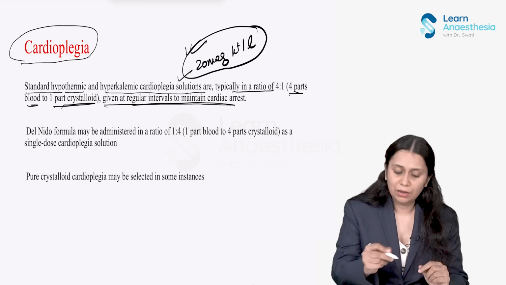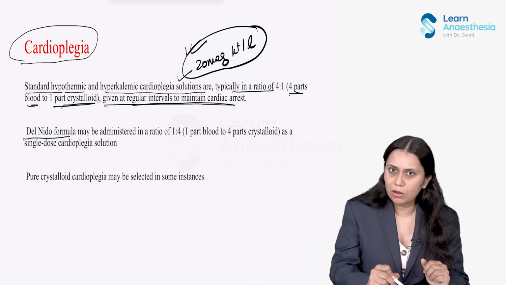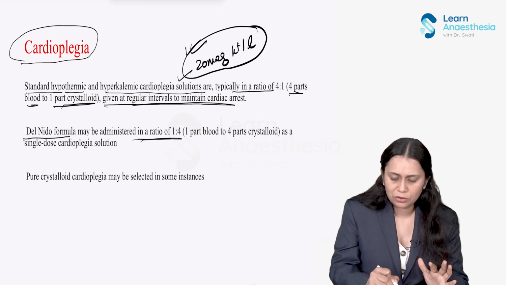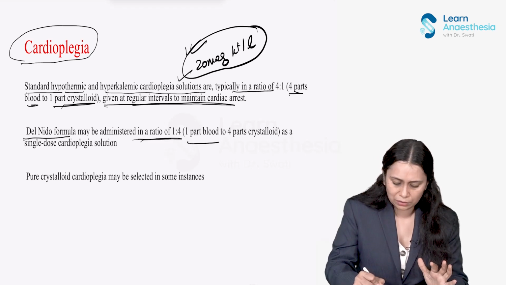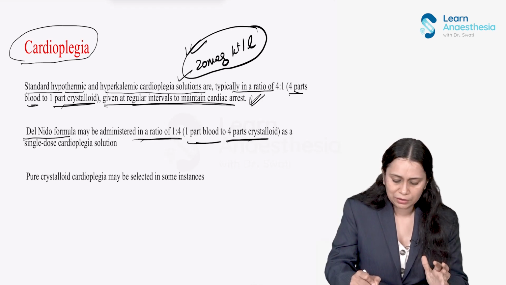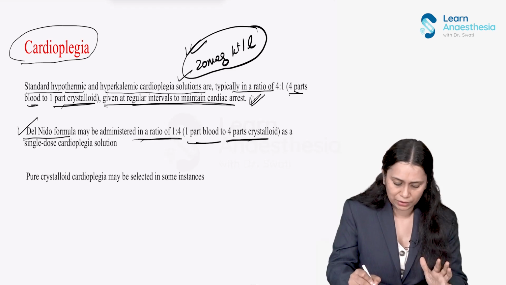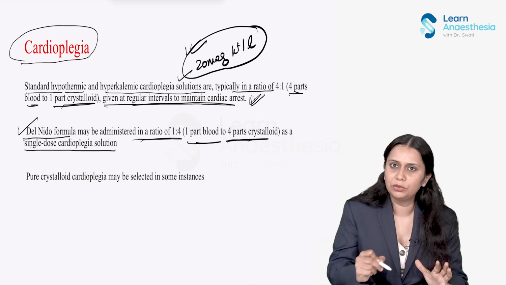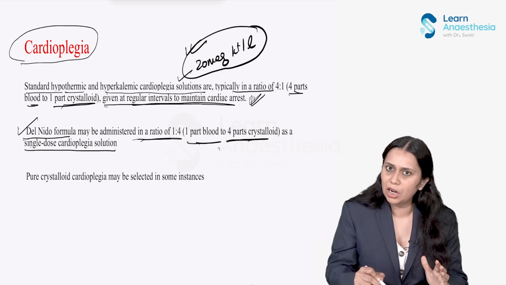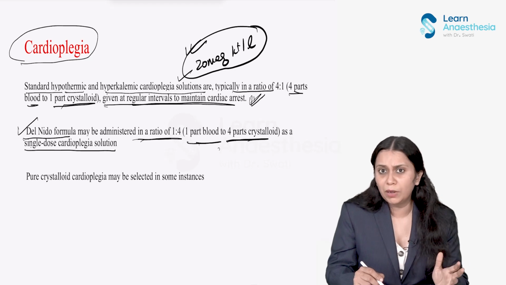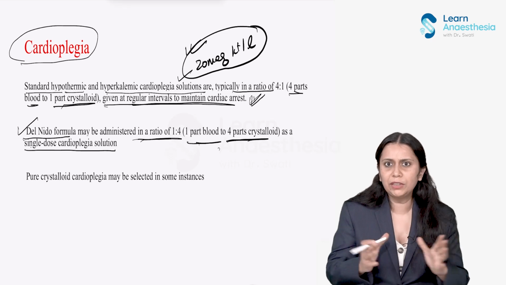Okay. Then we have Del Nido formula also for cardioplegic solution, which is administered in ratio 1:4, 1 part of blood and 4 parts of crystalloid. So this is just opposite to the regular standard one which we are using, the Del Nido formula, 1 part of blood, 4 parts of crystalloid as the single dose cardioplegic solution. Okay. Then there are cardioplegic solutions without blood also, which are used in some particular clinical conditions. So we have different cardioplegic solutions.